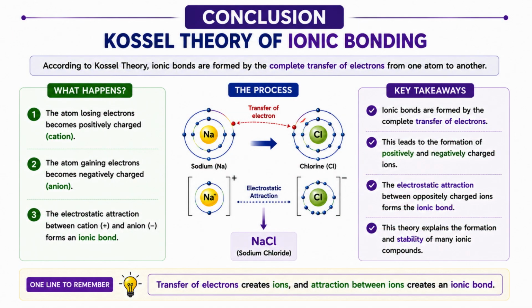Finally, let's summarize. According to Kossel theory, ionic bonds are formed by the complete transfer of electrons from one atom to another. The atom losing electrons becomes a cation, while the atom gaining electrons becomes an anion. The attraction between these oppositely charged ions forms an ionic bond. Remember this simple line: transfer of electrons creates ions, and attraction between ions creates an ionic bond.